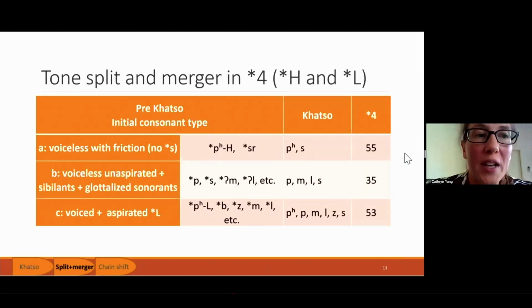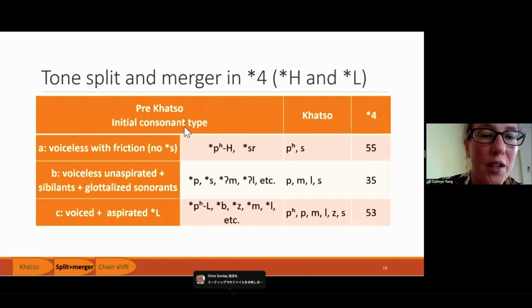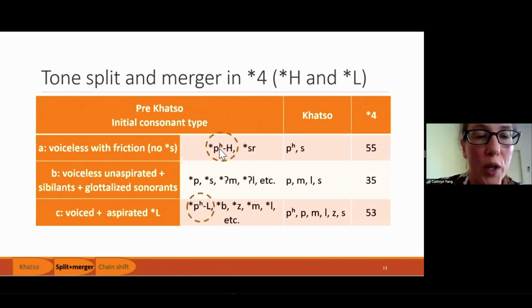So let's move on to what happened in tone 4. This is the stop final category. In many Ngwi languages, there was a two-way split in tone 4 between H and L. But in Khatso, the development is a bit more complicated. What I think happened is that H and L were contrastive in pre-Khatso, but only after aspirated stops. And I think that because they now have different tone values.